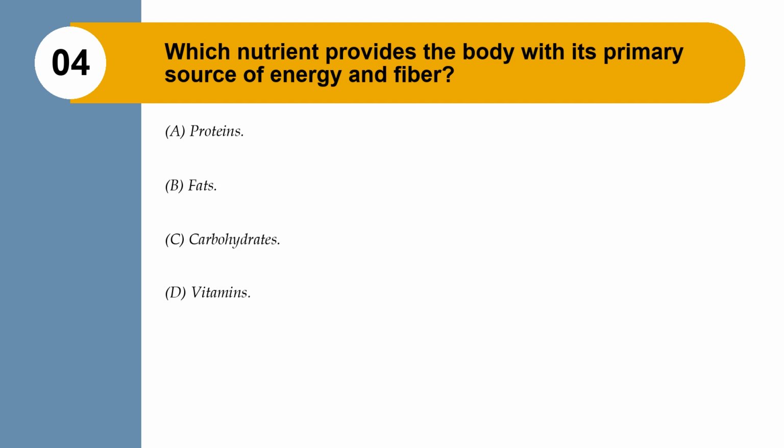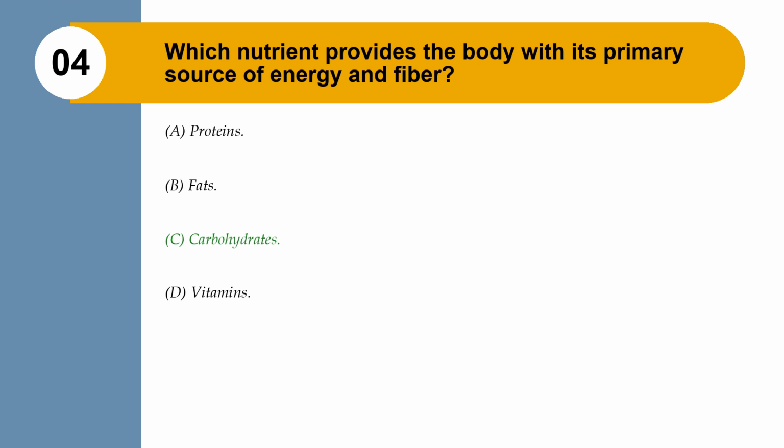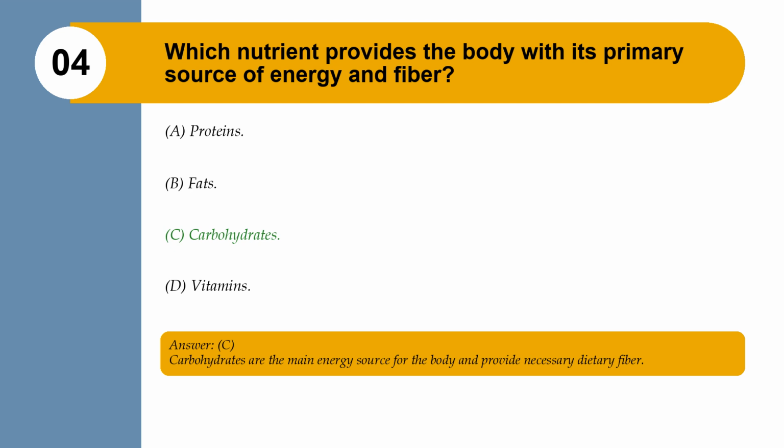Question 4. Which nutrient provides the body with its primary source of energy and fiber? Option A. Proteins. Option B. Fats. Option C. Carbohydrates. Option D. Vitamins. The correct answer is option C. Carbohydrates. Explanation. Carbohydrates are the main energy source for the body and provide necessary dietary fiber.